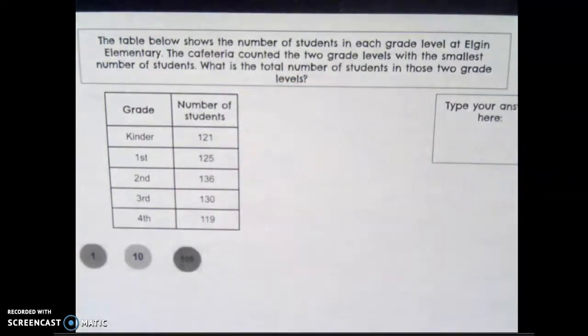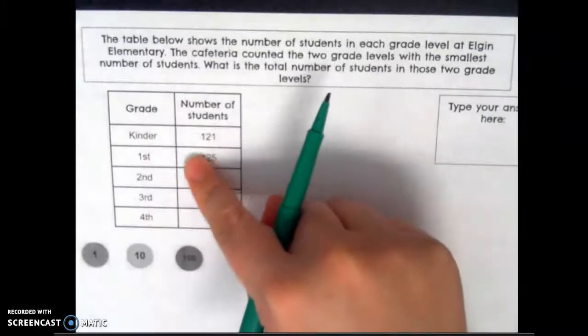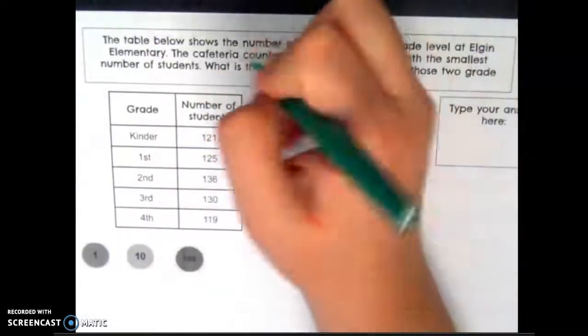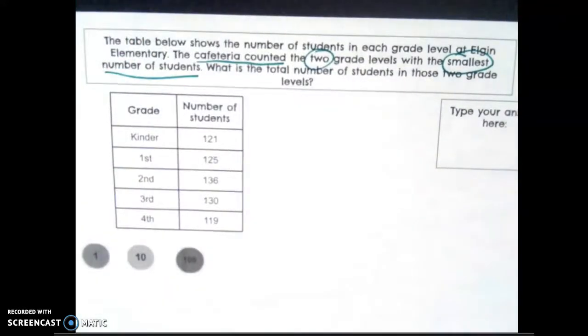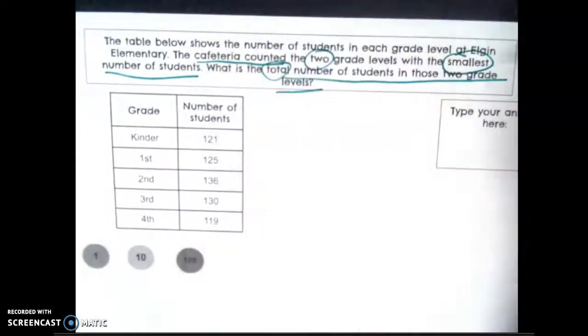Okay, did a question like this yesterday. So let's talk about it. There's 5 different grade levels, and the cafeteria counted the 2 grade levels with the smallest number of students. What is the total number of students in those 2 grade levels?